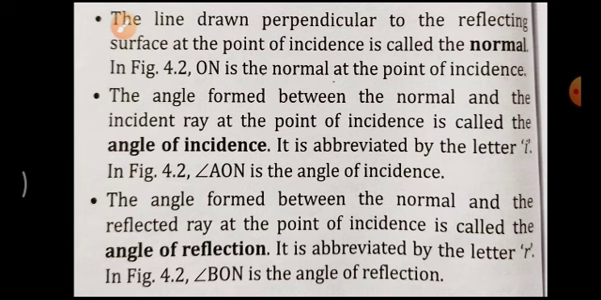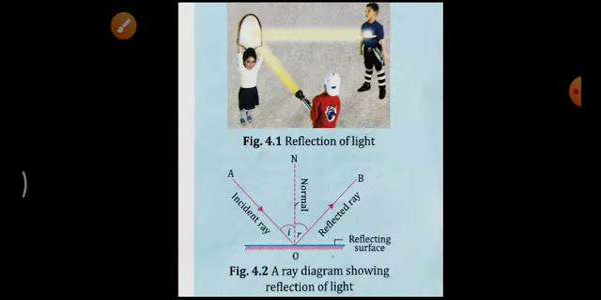It is abbreviated by the letter small i. And the angle formed between the normal and the reflected ray at the point of incidence is called the angle of reflection, and it is abbreviated by the letter small r. So here is the figure. Here you can see the reflecting surface, which is present below. That one can be taken as the mirror also.